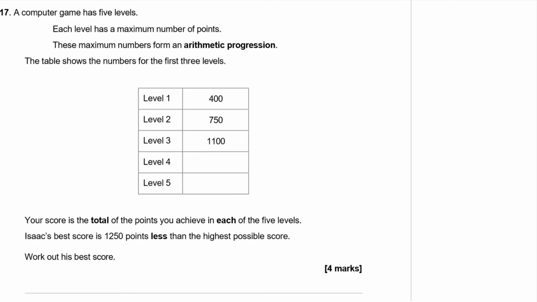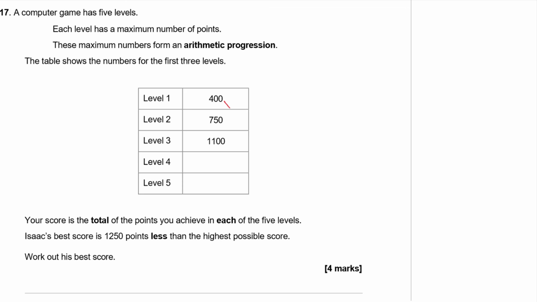Question 17. A computer game has 5 levels. Each level has a maximum number of points. These maximum numbers form an arithmetic progression. That's just a linear sequence to you and me. The table shows the numbers of the first 3 levels. So it's 400, 750, 1100. Now, it's a linear sequence or an arithmetic progression. That means the gaps between these numbers must be the same.